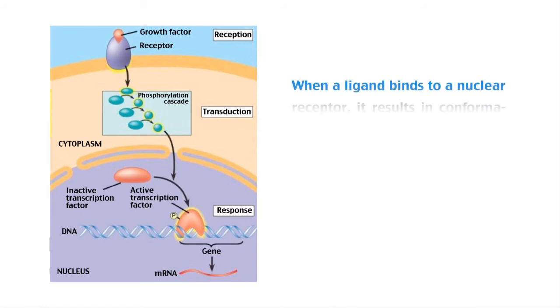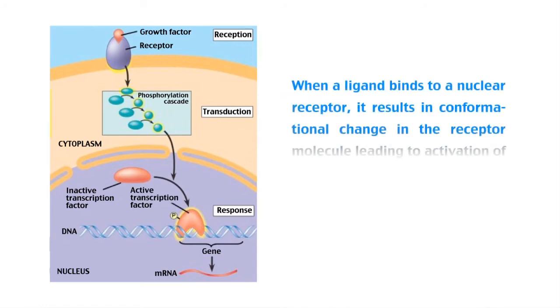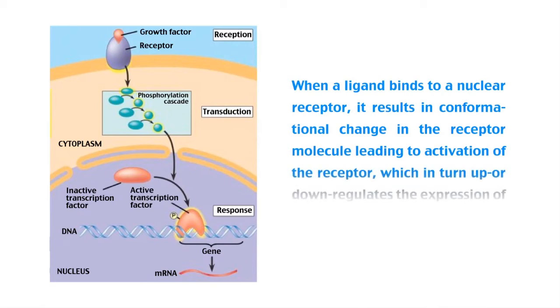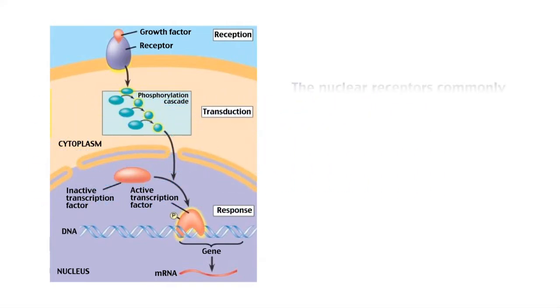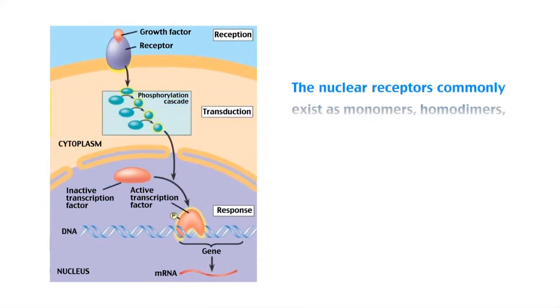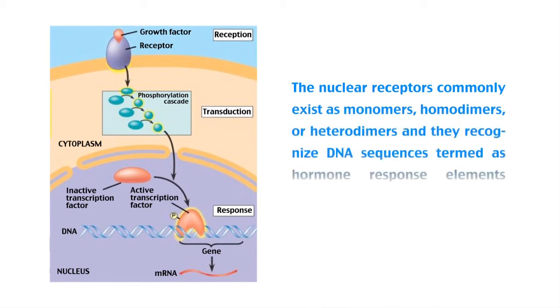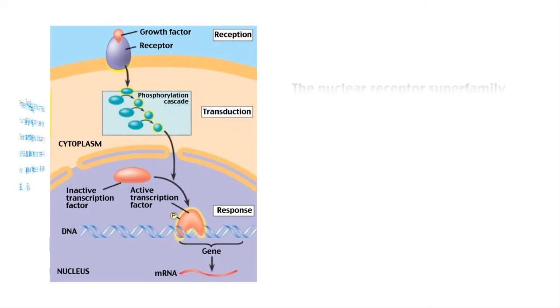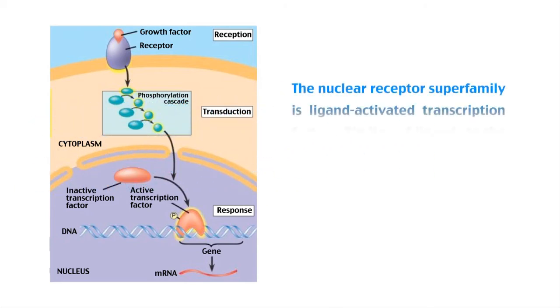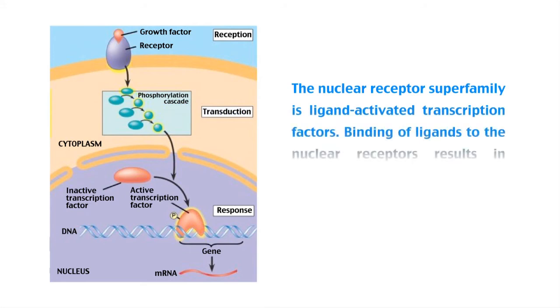When a ligand binds to a nuclear receptor, it results in a conformational change in the receptor molecule, leading to activation of the receptor, which in turn up or down regulates the expression of genes. The nuclear receptors commonly exist as monomers, homodimers, or heterodimers, and they recognize DNA sequences termed hormone response elements or HREs. The nuclear receptor superfamily is ligand-activated transcription factors.